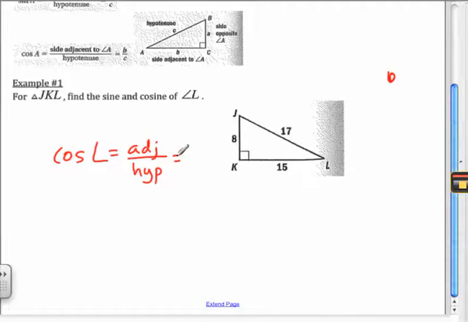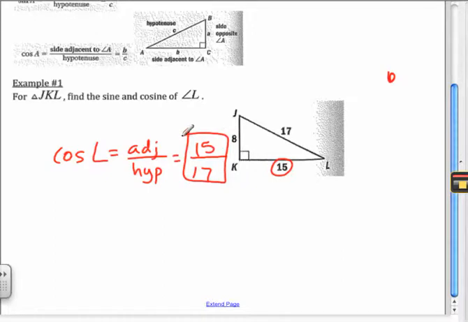I appreciate it. Okay? Now, Ethan, what is the length of the adjacent side to L? 15. 15, right? 8 would be the opposite side, wouldn't it? Okay, so it's not 8. We want to get rid of that. It's 15 over the hypotenuse. What's the length of the hypotenuse? 17. Great. And we're going to leave that as a fraction in reduced form for now.